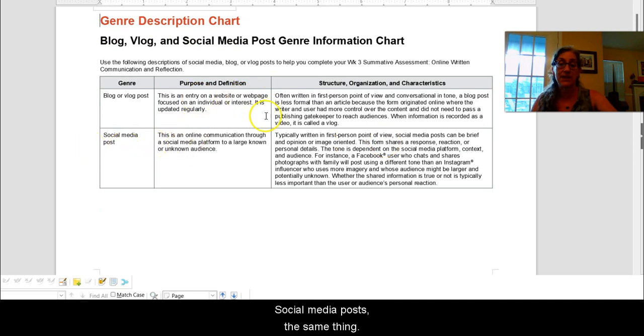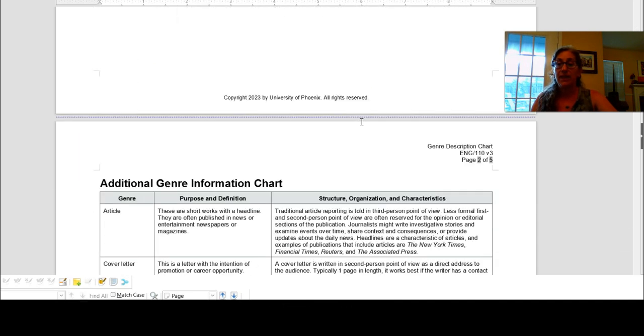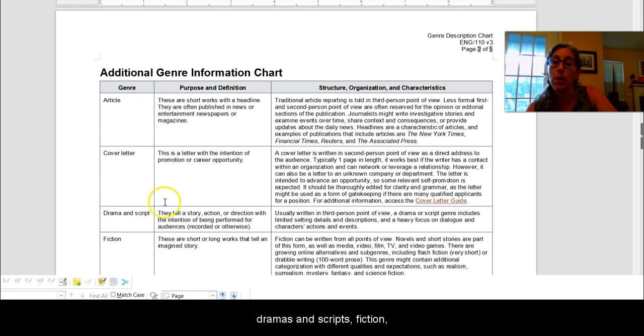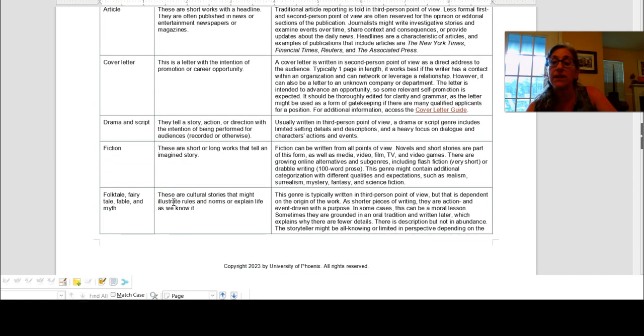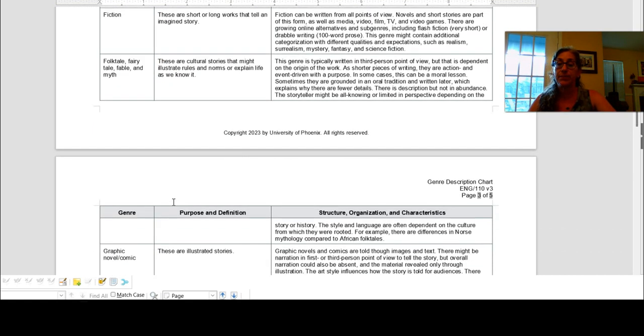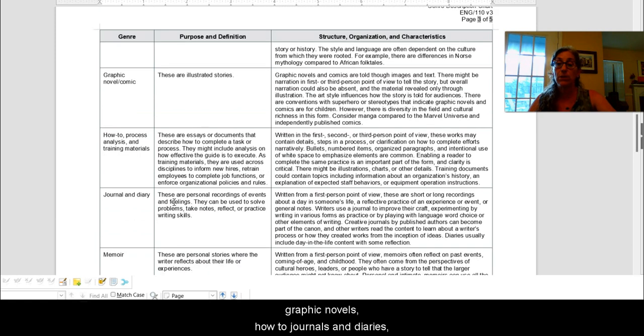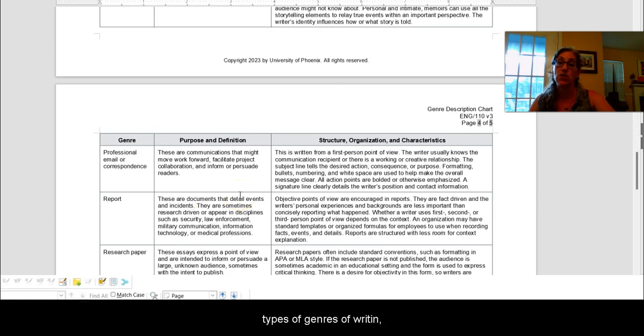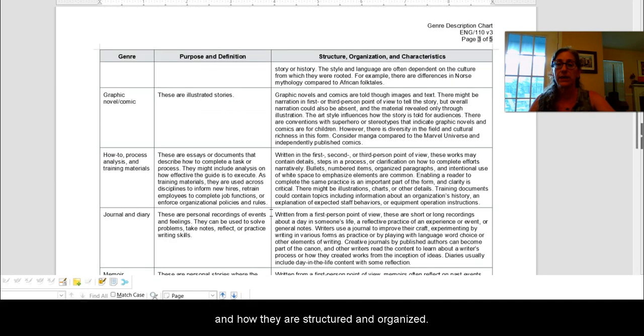Social media posts, the same thing. And then the difference between what an article is versus a cover letter, which was part of your week 2 summative assessment, the last passage. Dramas and scripts, fiction, folk tales, fairy tales, graphic novels, how-to, journals and diaries, memoirs. So these are all the different types of genres of writing, what their purposes are, what they are, and how they are structured and organized.